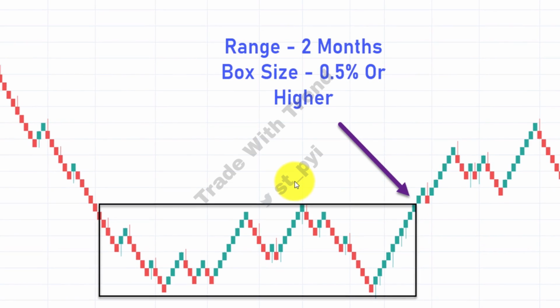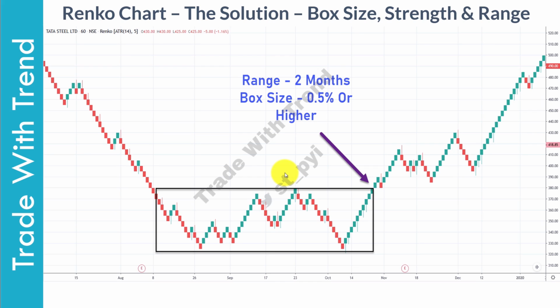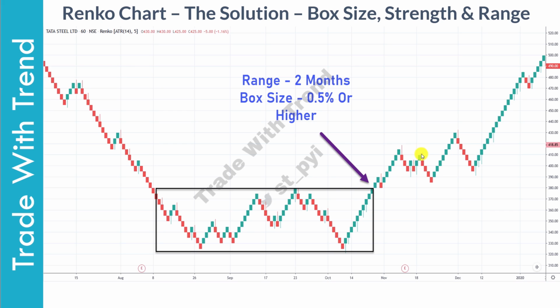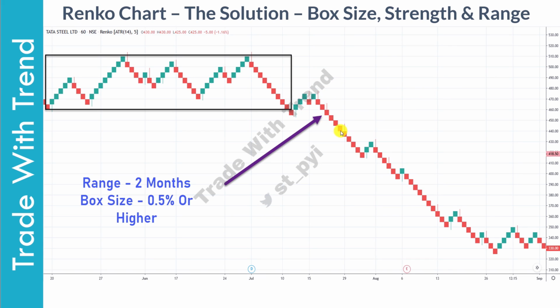And both these signals over the last 6 months, that is between July 2019 and September 2019, worked really well. The first signal worked well on the downside, and the second signal worked really well on the upside, because this is a phase where Tata Steel really started moving up with momentum. And both these moves on the upside and on the downside were clearly visible through the Renko chart.